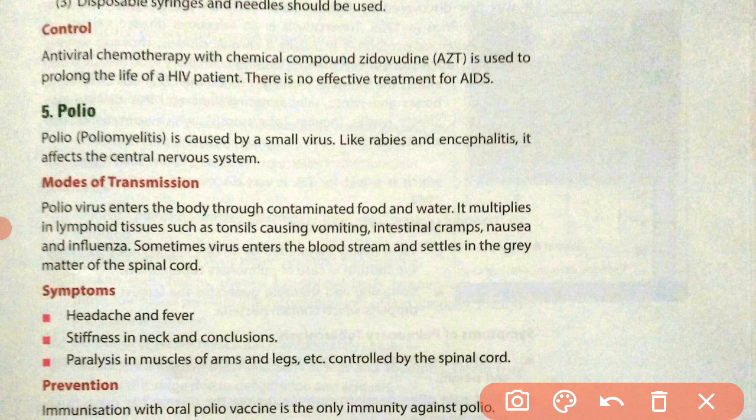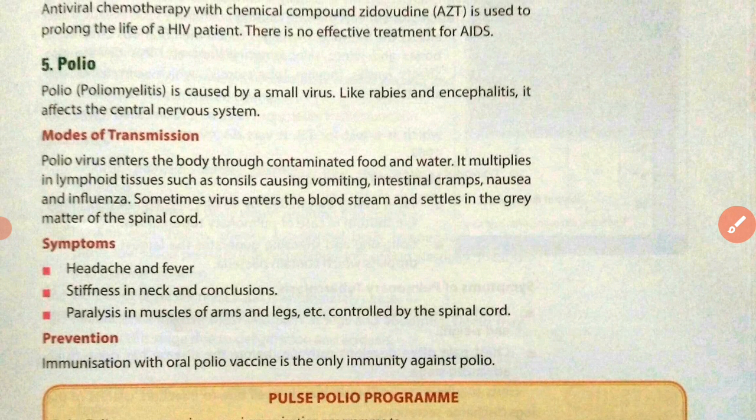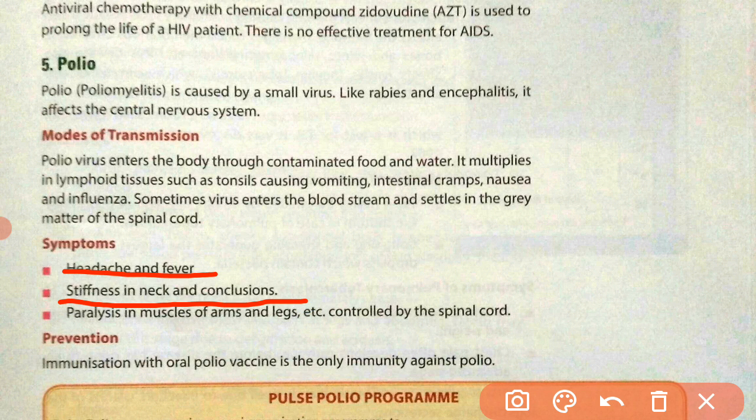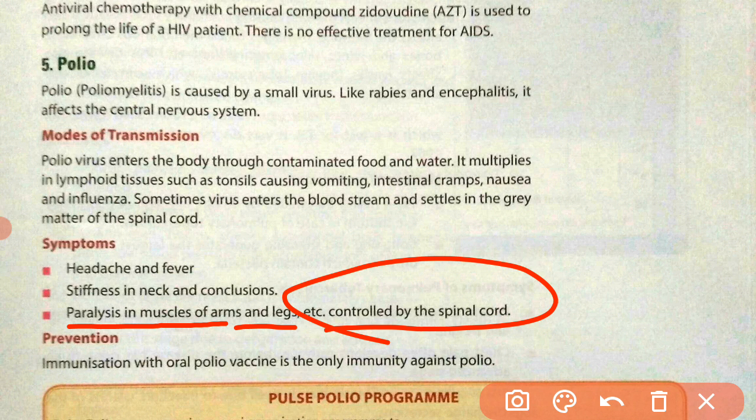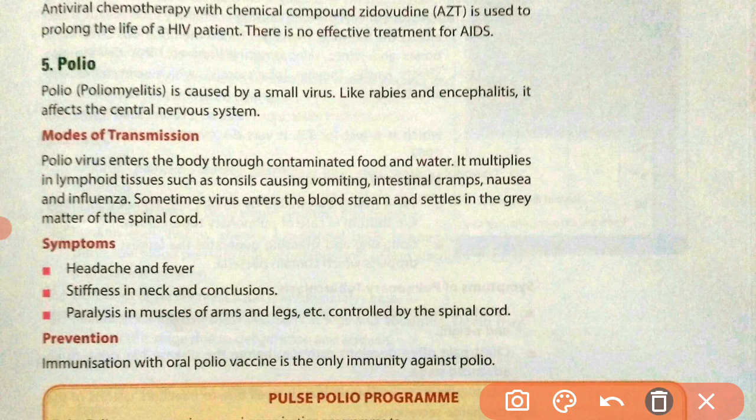Now we will talk about the symptoms. What are the symptoms? The symptoms include headache and fever, stiffness in the neck and convulsions. Our neck becomes stiff, becomes so hard, and the flexibility decreases. Paralysis occurs in muscles of the arms and legs controlled by the spinal cord. Now, how can we prevent it?